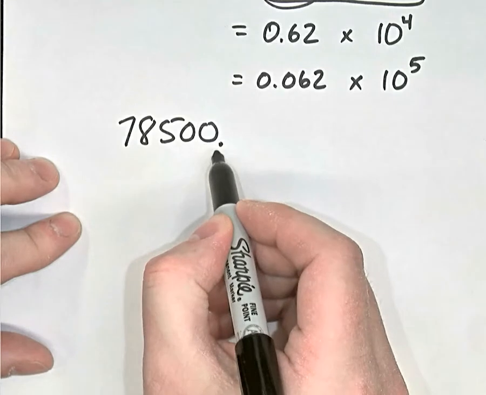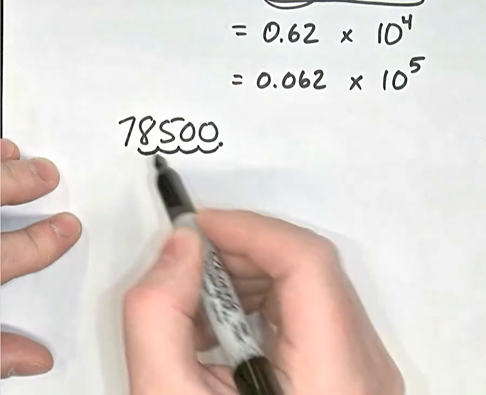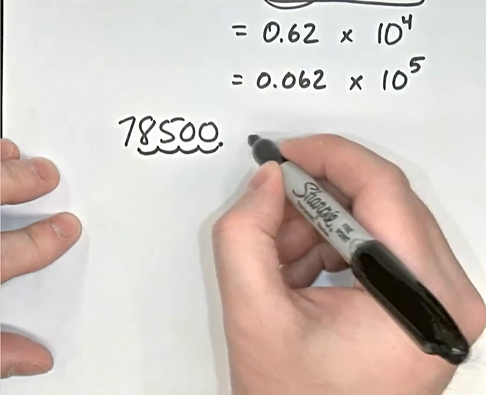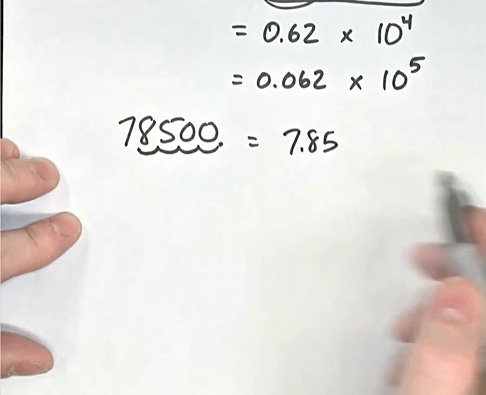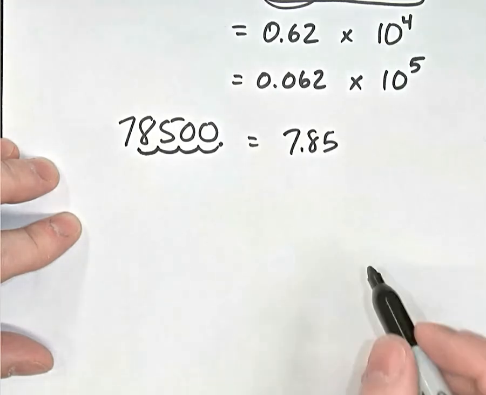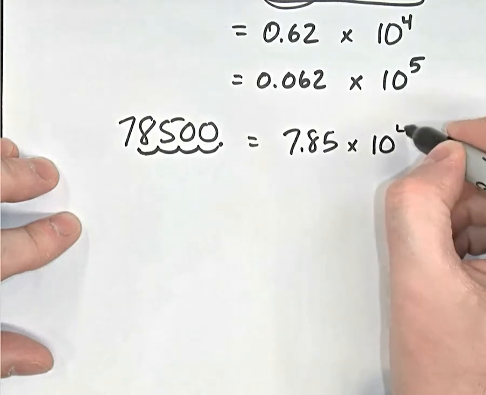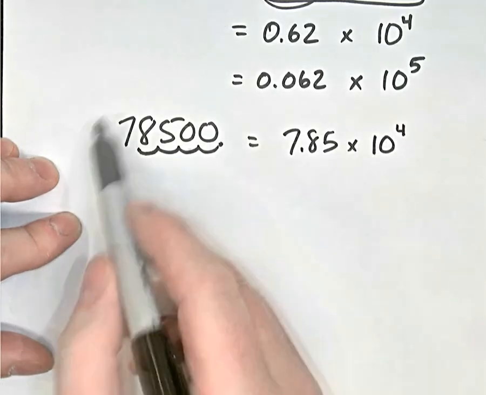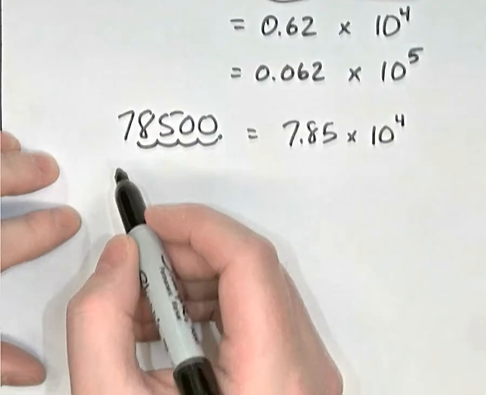To get 7.85, you have to move the decimal 1, 2, 3, 4 places. So in scientific notation, this ends up being 7.85. There's my number between 1 and 10. And because I moved the decimal 4 places, times 10 to the 4, and because it's a big number, 78,500, it's positive 4.